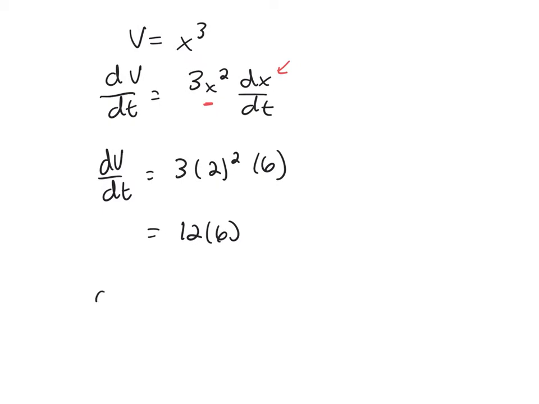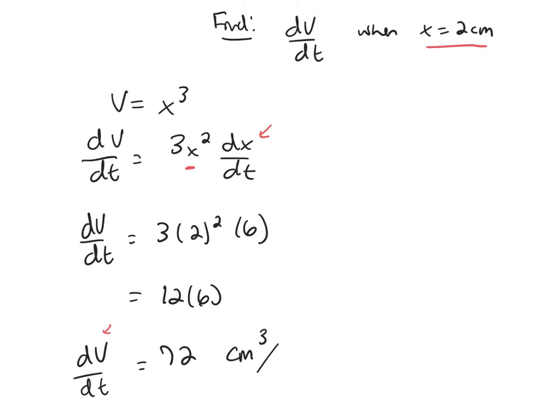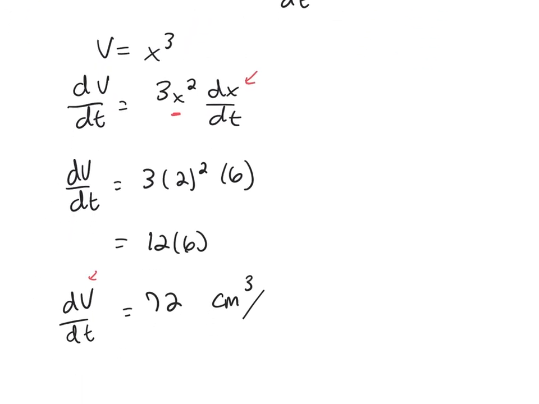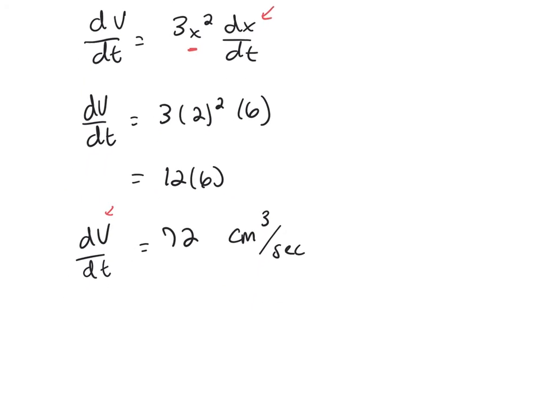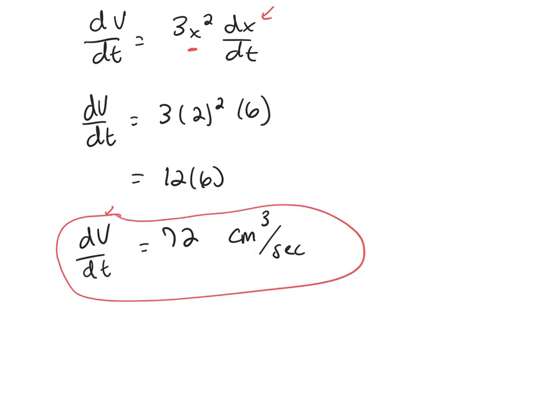And you always want to put units on here. So this is 72. So we were working in centimeters, and because we have volume here, it's going to be cubic centimeters. And our unit for time, if we look back, our unit for time was seconds. Cubic centimeters per second. And there's our how fast the volume's changing.